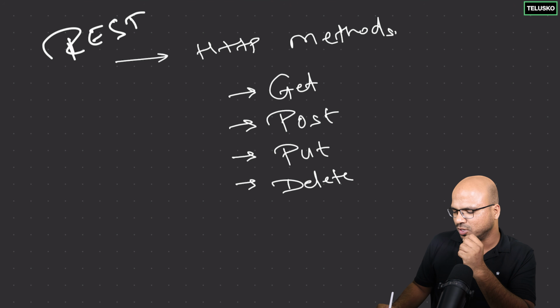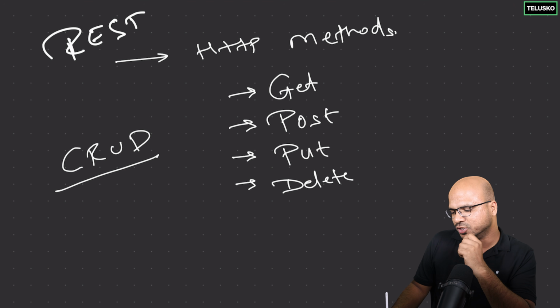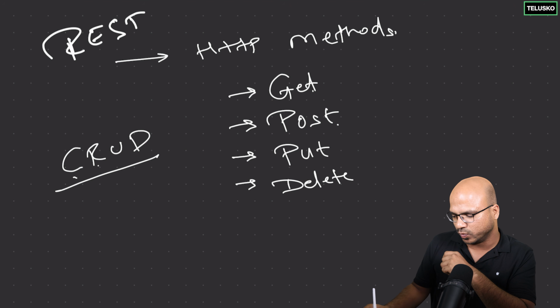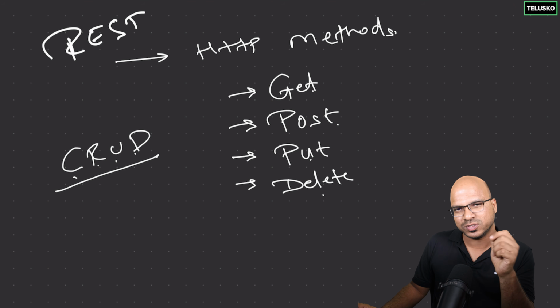Now, we also use something called CRUD short, which is for create, read, update, delete. So we can create with the help of post, we can read with the help of get, we can update with the help of put, and we can delete with the help of delete. So these are the methods which are available. So REST uses HTTP, and we are going to use this.